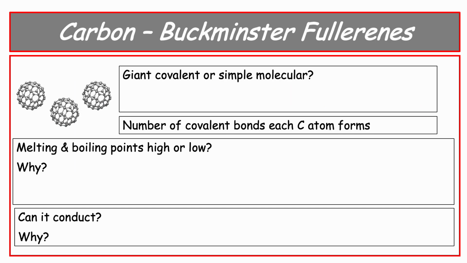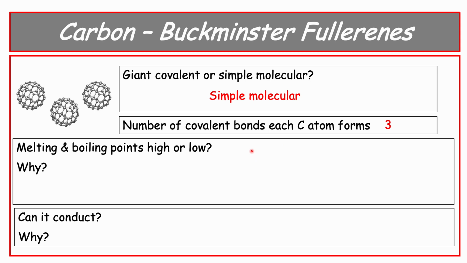Buckminster fullerenes are allotropes of carbon arranged in these kinds of rings or balls. Now, there are lots of covalent bonds, but they're actually really, really small. There's about 60. So even though we do have many covalent bonds, it's simple molecular because these structures are extremely small. Each carbon atom forms 3 covalent bonds.